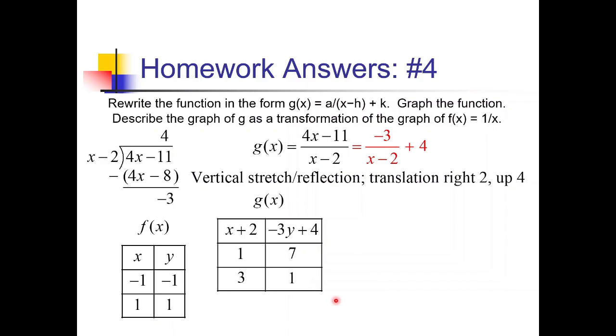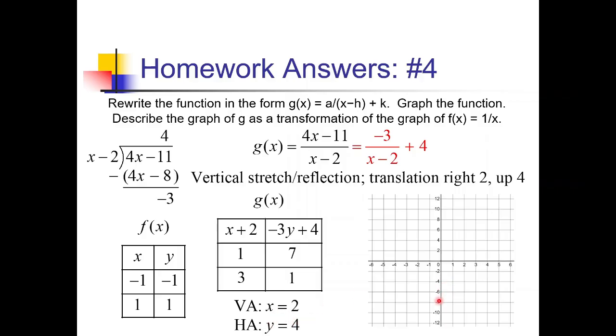Our asymptotes, for the vertical one, we shifted 2 to the right, so now we have x equals 2 instead of x equals 0. And for the horizontal asymptote, we went up 4 in this function, so that's going to be y equals 4 instead of y equals 0.